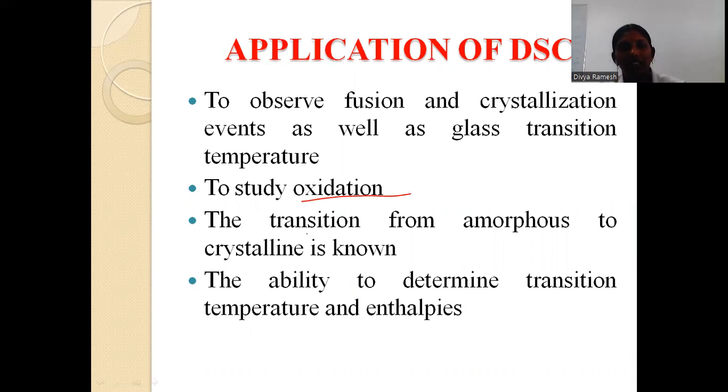As for applications of DSC, it is used to study the oxidation state, and the transition from amorphous to crystalline form can be studied by finding how much temperature is required to convert that particular sample from the amorphous to the crystalline state. That can be studied with the help of this DSC technique, either power compensated or heat flux DSC.